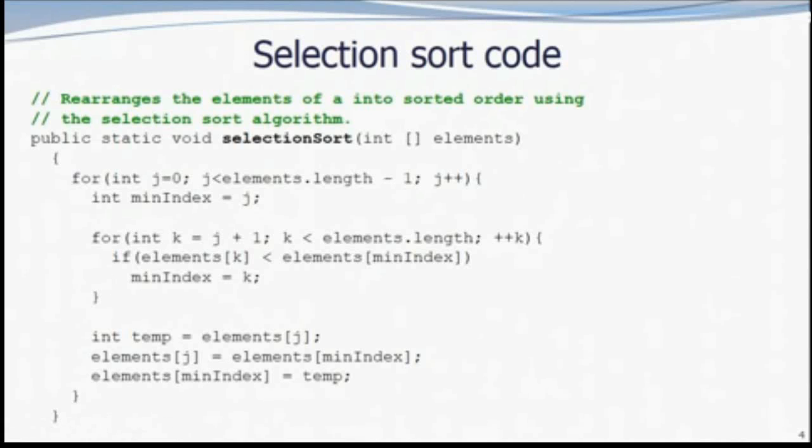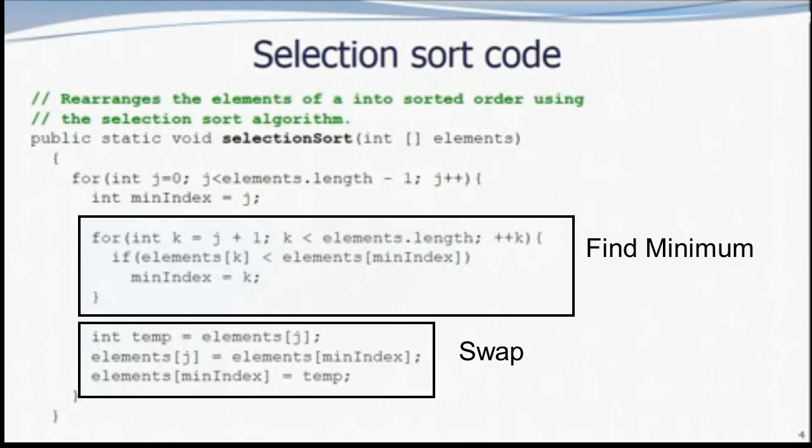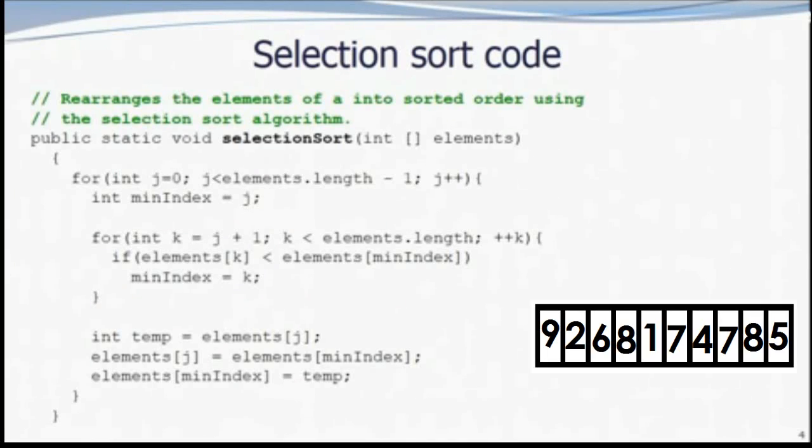This is how it works. Selection is a find minimum algorithm with a swap. So what it does first is it says, okay, I'm going to start at the very beginning, where j equals 0. I'm going to go through the whole array, almost, because I'm going to check the next one. J is going to keep going up because it's the outermost. It starts at 0, so min index equals 0.